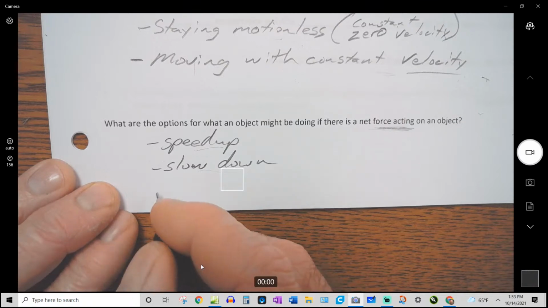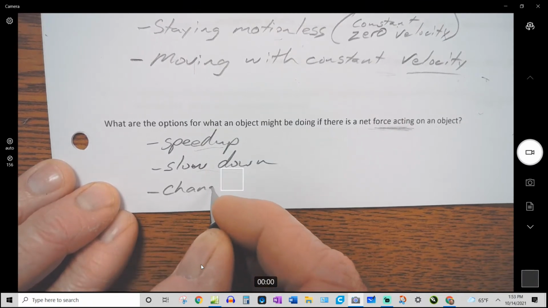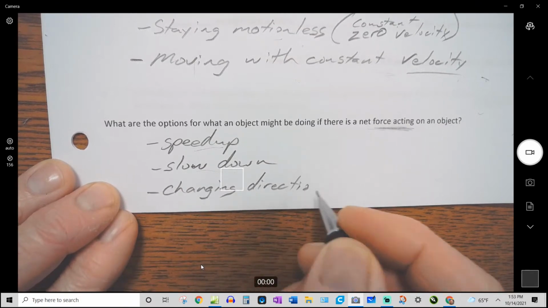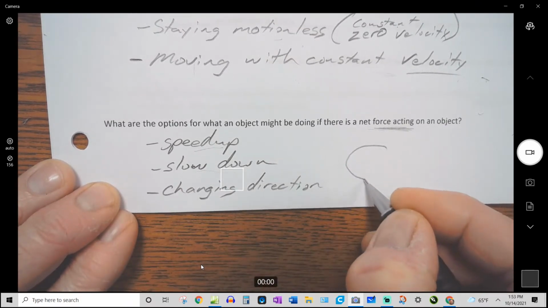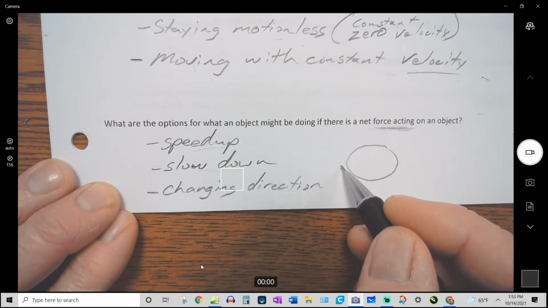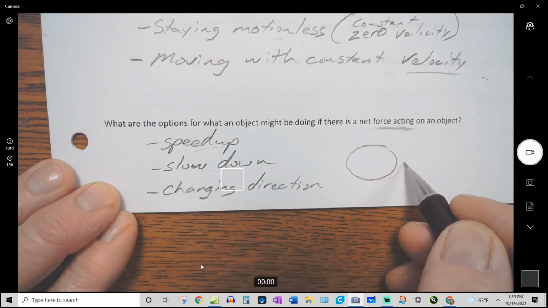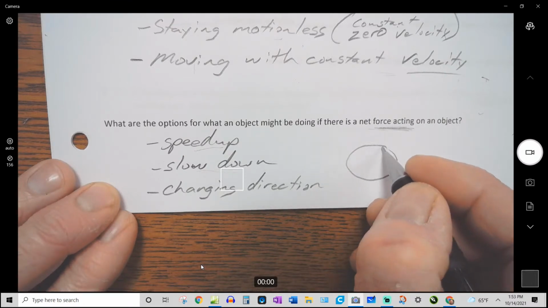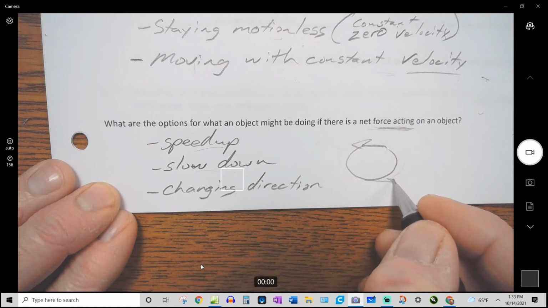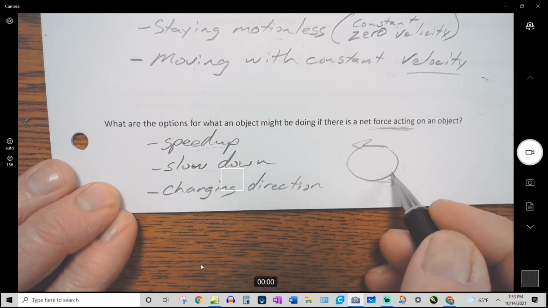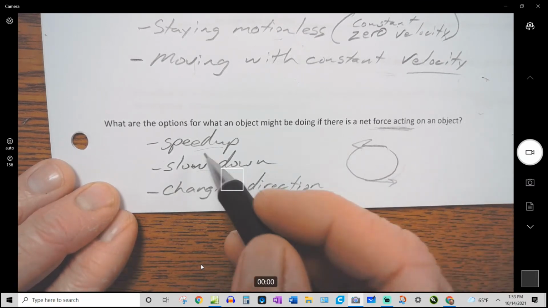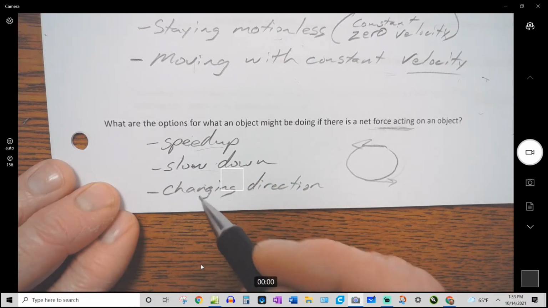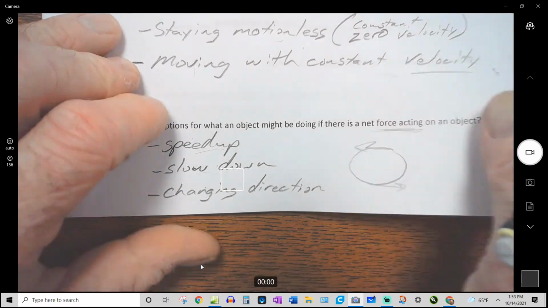Changing direction. If something is going around a track, as I mentioned before, say a car going around a track at 60 miles per hour constantly, never varying from 60 miles per hour, it's still accelerating, because its direction here is that way and its direction down here is that way. So its velocity is changing. And you can have speeding up and changing direction, or slowing down and changing direction at the same time.